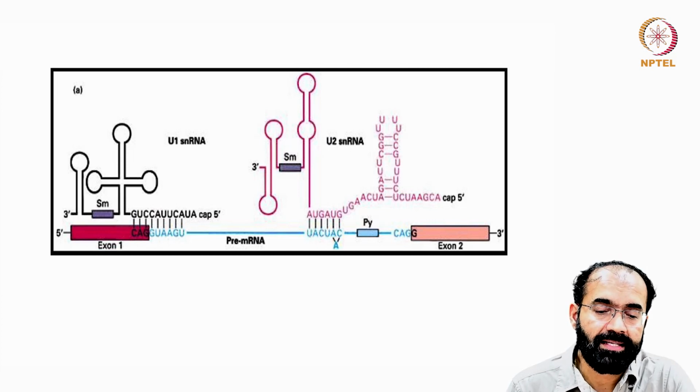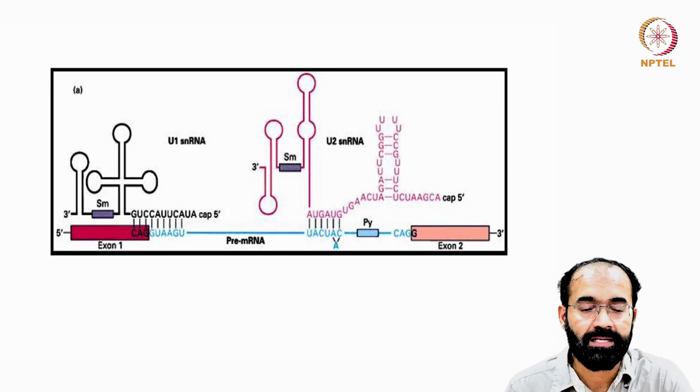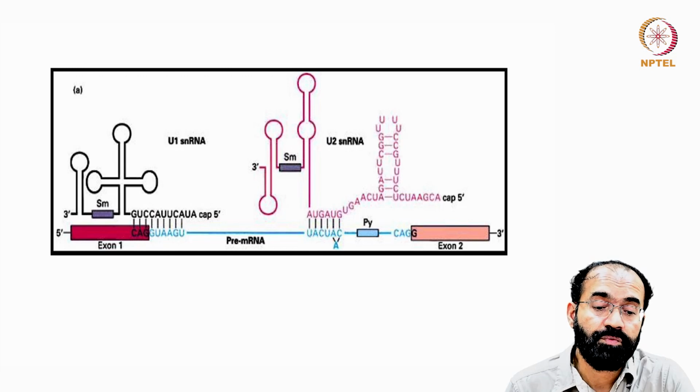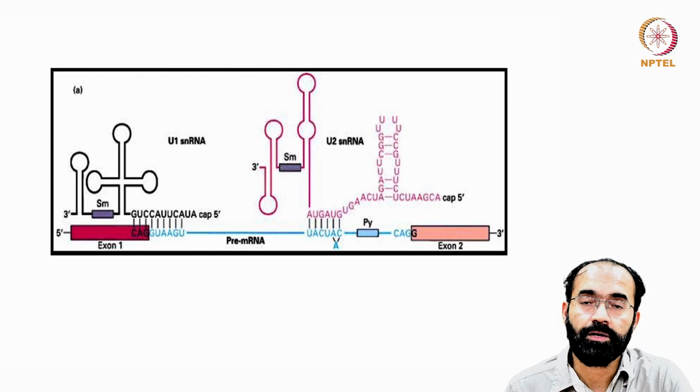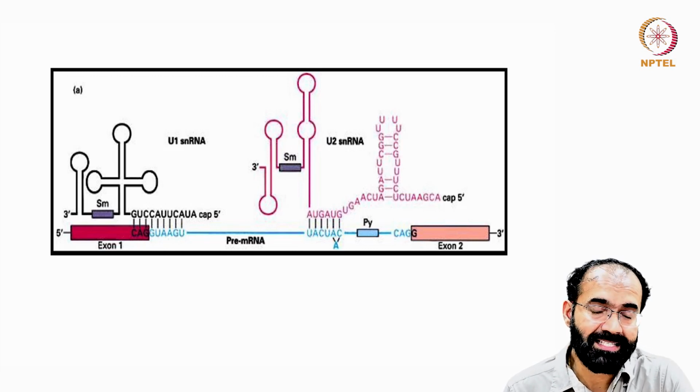So understand that this way of interaction is very important for the first transesterification reaction, which is important for the splicing event. That is basically a nucleophilic attack. We have seen that in group 1 and group 2 introns, but we will see it in more detail in the subsequent classes. But this slide is basically for you to understand that U1 snRNA and U2 snRNA physically pair at specific loci in the exon intron boundary and also at the branch point, so that splicing can be facilitated.